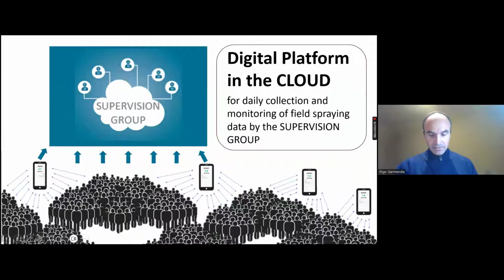But then, the third tool we have developed is a digital platform in the cloud for daily collection and monitoring of field spraying data by different management and supervision groups of the organization. All the information collected by the smartphone app is automatically transmitted via Wi-Fi or mobile data to the cloud as soon as it is collected in the field.